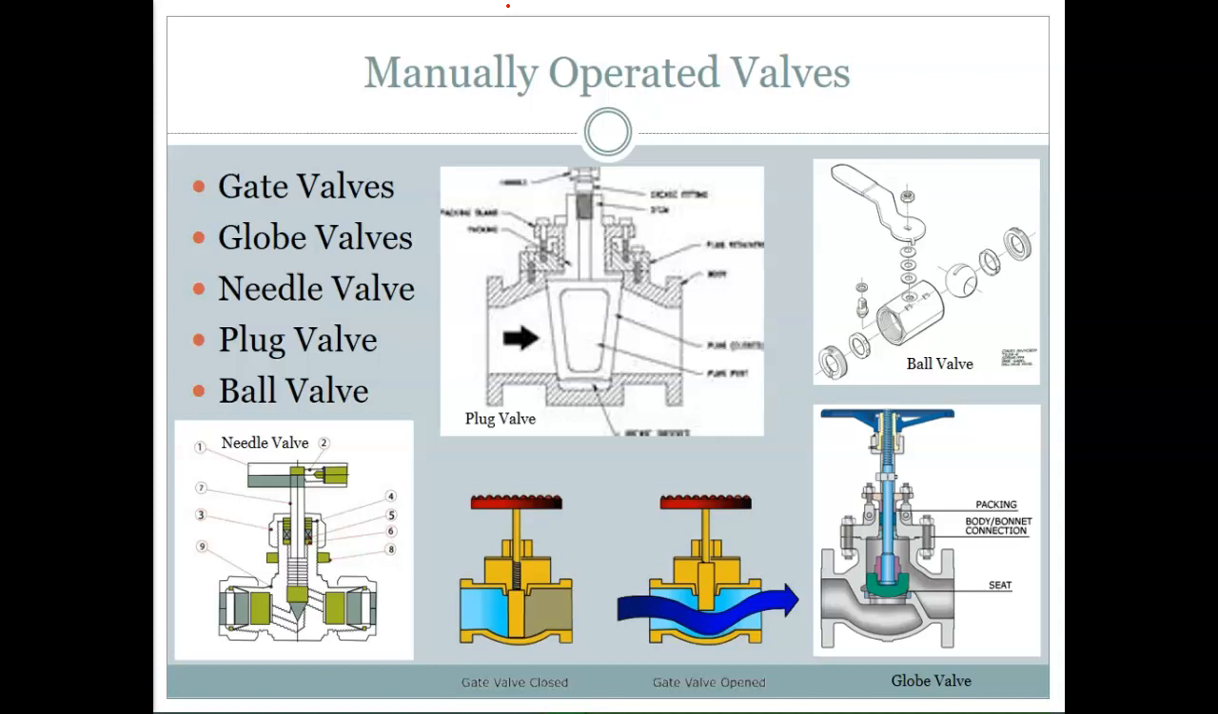So manually operated. There's a lot of different valves that are manually operated. We see them all the time. We just don't always know what they are. Okay? So you have gate valves, globe valves, needle valves, plug valves, and ball valves. Jeez, I might have to stop saying valve here in a minute. Say that 5 times fast and you do not sound right. All right, so manually operated means that you, the operator, have to do something in order for something else to happen.